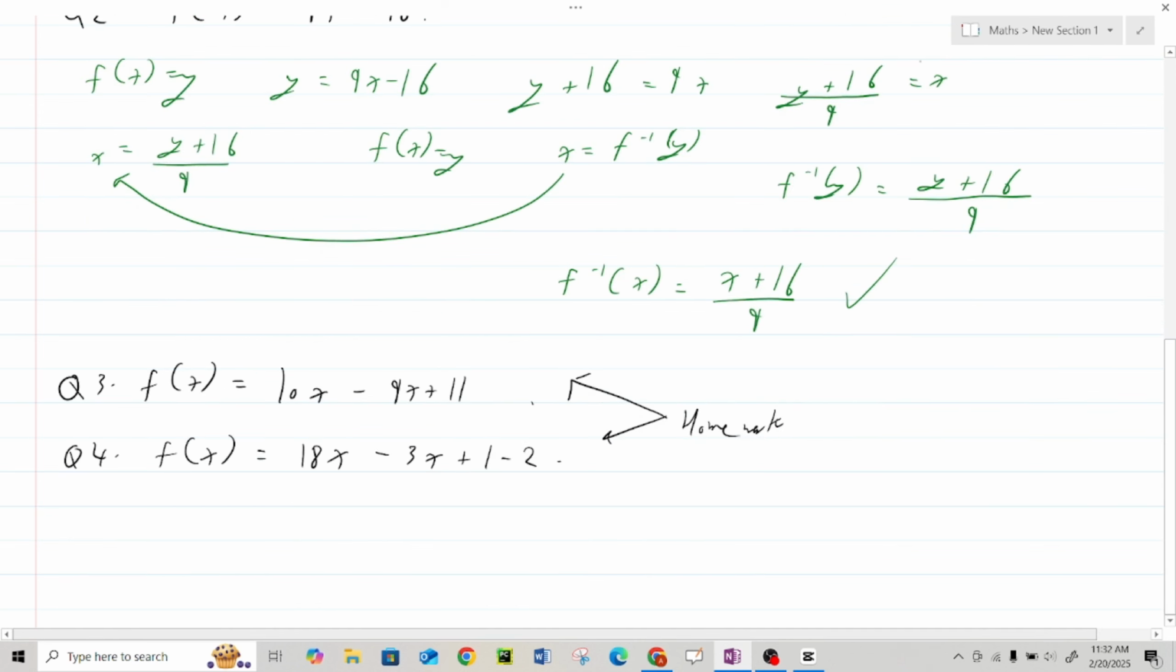That's it for inverse functions. Now you know how to inverse a function. But the real question is, can every function be inversed? Like if I give you any type of function? We're going to learn that in the next video.